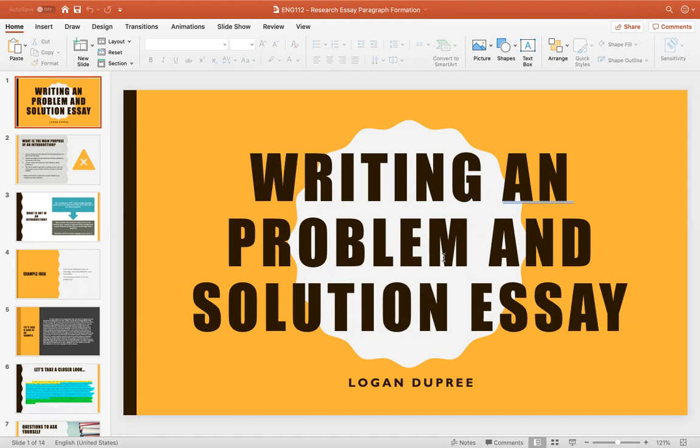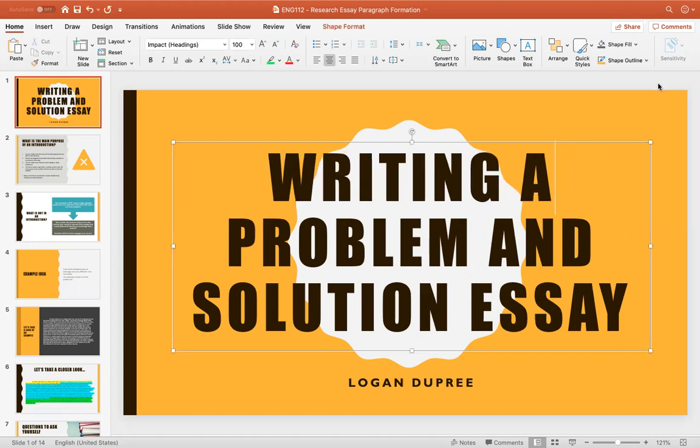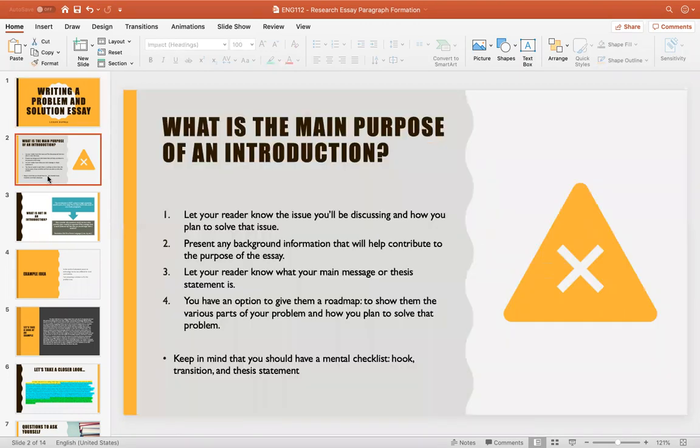As we are entering into outlining these essays, we really first need to talk about paragraph formation and what it really looks like when you're writing a problem and solution essay.